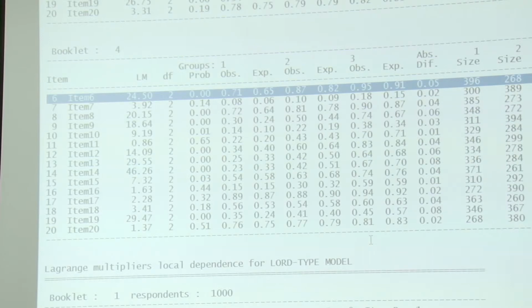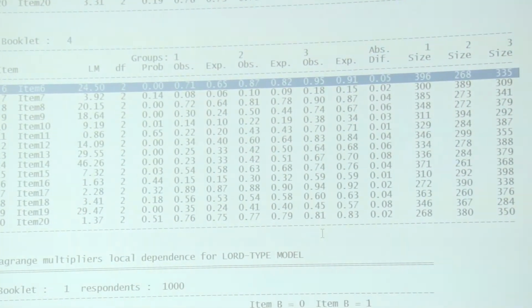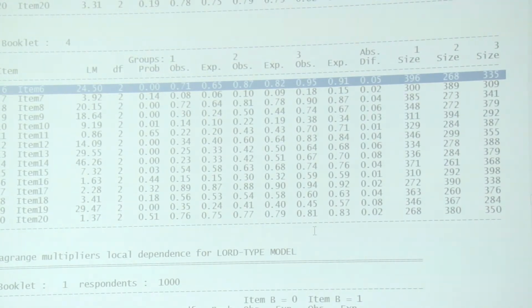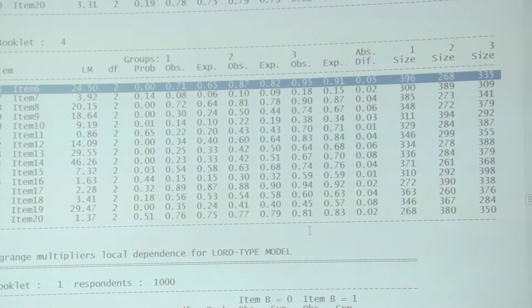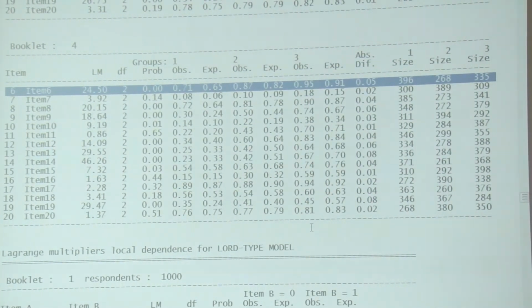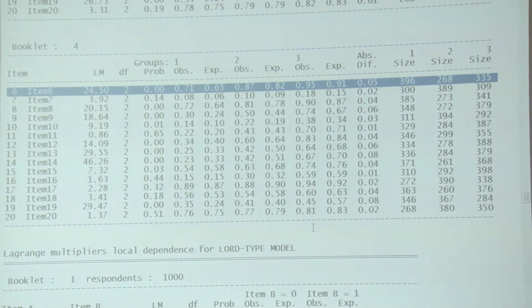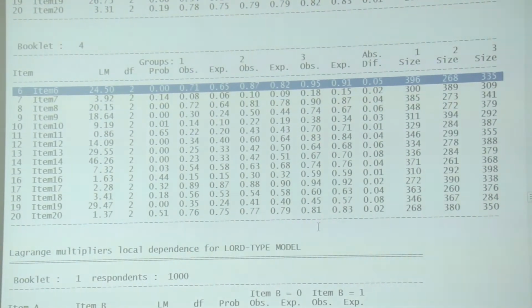So this, for instance, is kind of the output. How does this work? This is item 6. And what the software does is evaluate whether the response curve is correct, so whether the probabilities of correct responses vary across the latent scale as predicted.